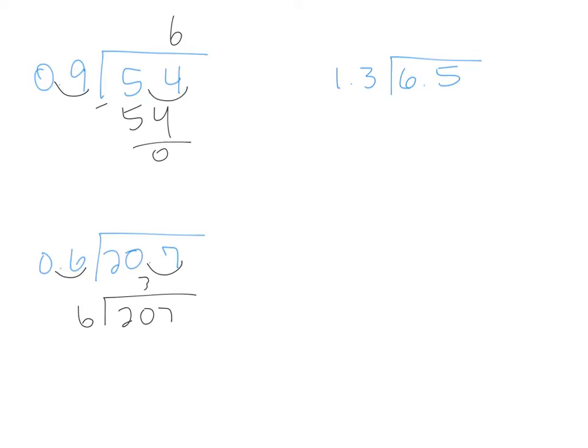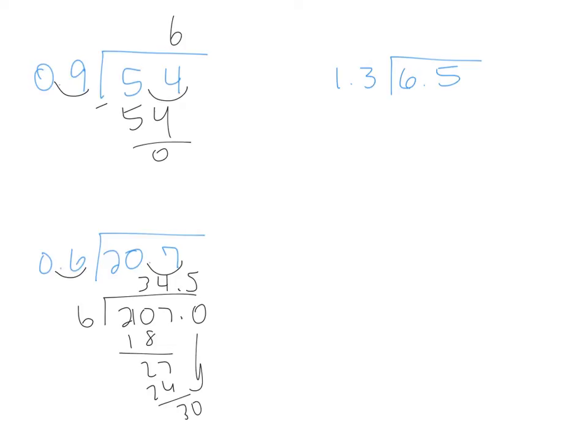6 goes into 20 3 times. 6 goes into 27 4 times, which gives you 24. Got to put a decimal at the end because we don't see it. Put in that extra 0. 7 minus 4 is 3. Now 6 goes into 30 5 times.